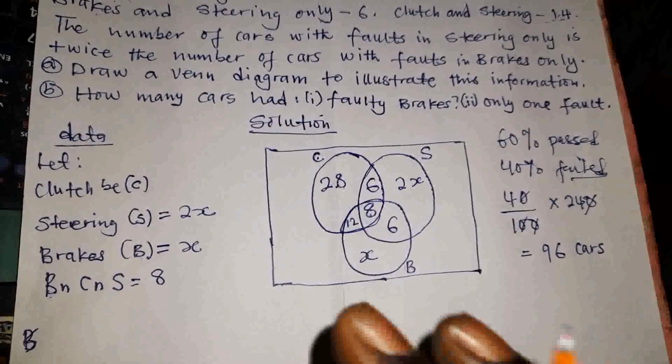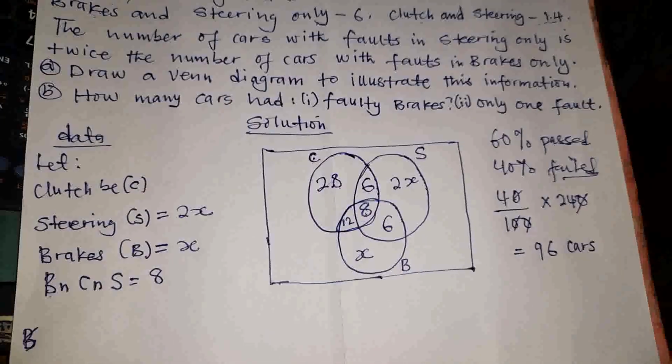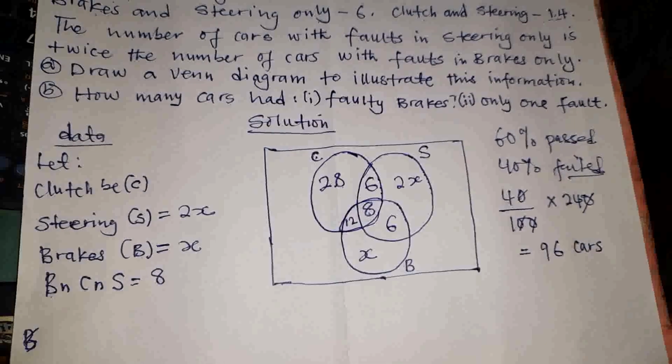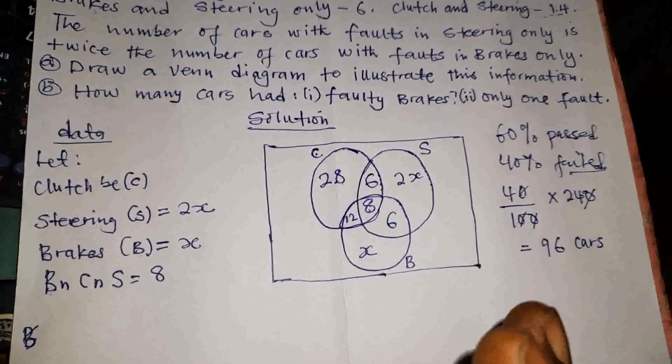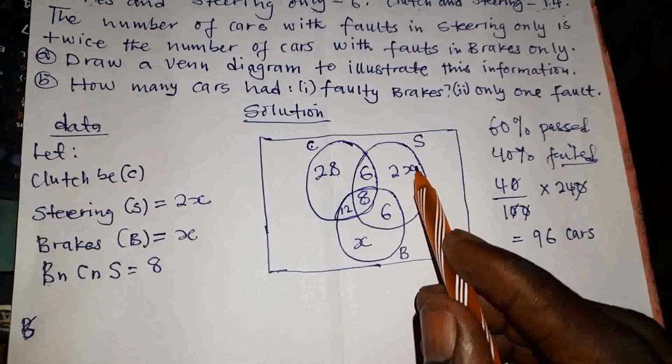We are asked, the first question says represent this in a Venn diagram. That is done now. Now the next question is how many cars had faults in brakes, and also only one fault. Now first we are seeing an x here. Let's try to find the value of x.